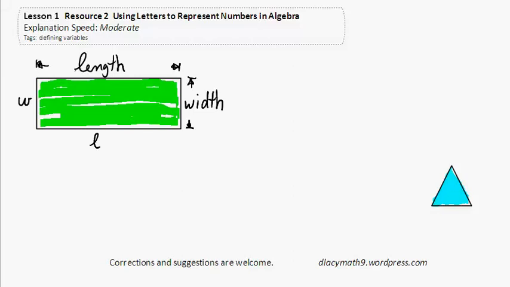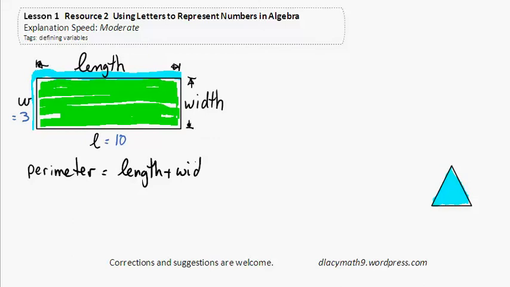So letters represent ideas, but as you know, they also represent numbers. Let's say the length of this is 10, and let's say the width of this is 3. I can use another word, perimeter. Perimeter is the distance around. And I could say, look, to get the perimeter, you have to go halfway around, which is simply equal to the length and the width.